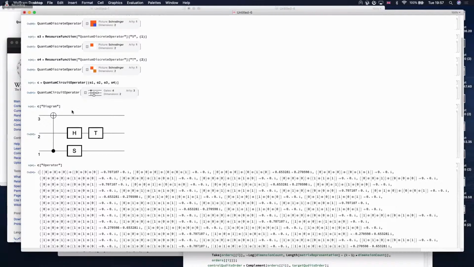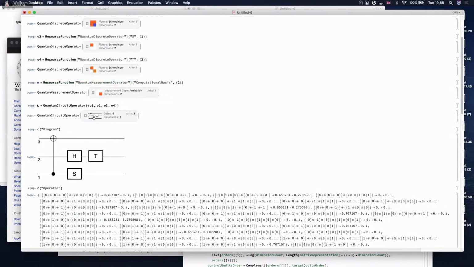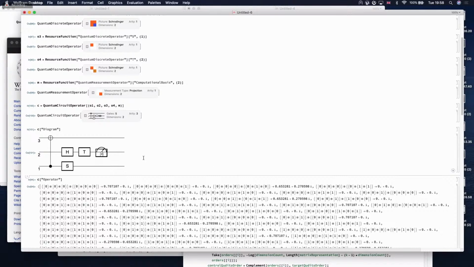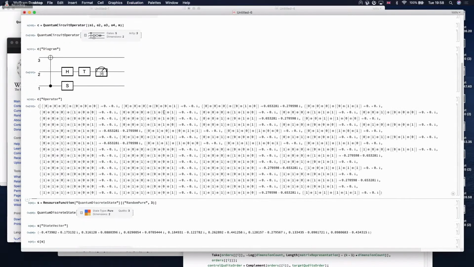What you would actually have is a measurement that would take place on one or more of these wires. So that's the next thing we need to add. We'd have to say quantum measurement operator, and we need to pick a measurement. Let's do the simplest case, which is just a computational basis measurement, and apply that to qubit 2, to wire 2. Then we add the measurement right at the end, and now we have a nice computational basis measurement gate there. And again, our operator changes a little bit.